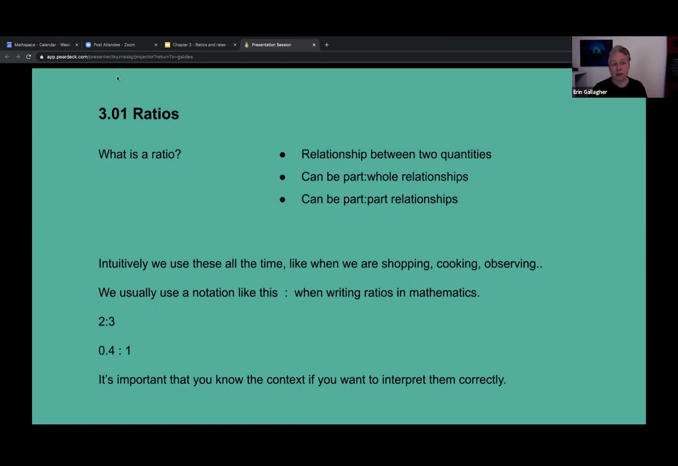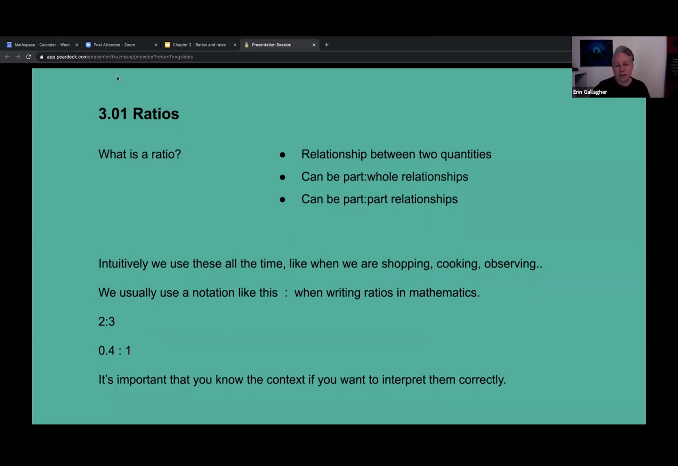Intuitively, we do use ratios all the time. When you're shopping and you're looking for the best deal, when you're cooking and you want to change the recipe to make more or make less, if you're just observing things in nature, or even when I was walking around outside yesterday, I noticed that most of the flowers in my vegetable garden were yellow, and I thought that was quite interesting compared to purple, and there were definitely nearly twice as many yellows as there were purple flowers. So just generally, it's a natural thing to do, to think about comparing things together.